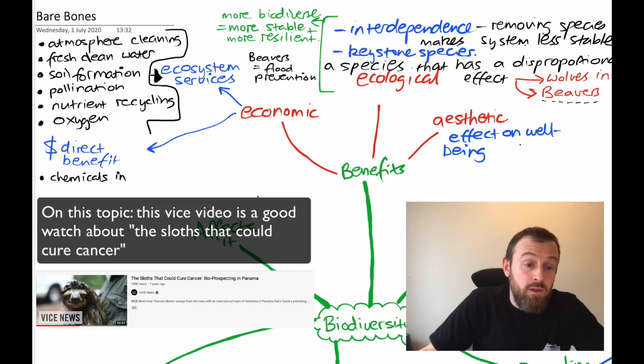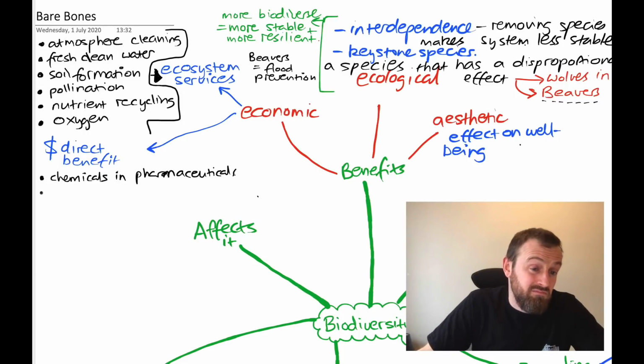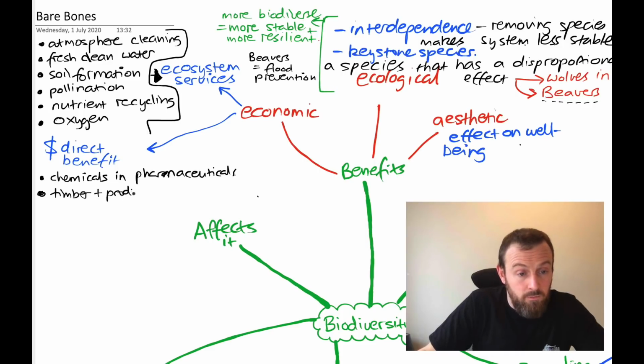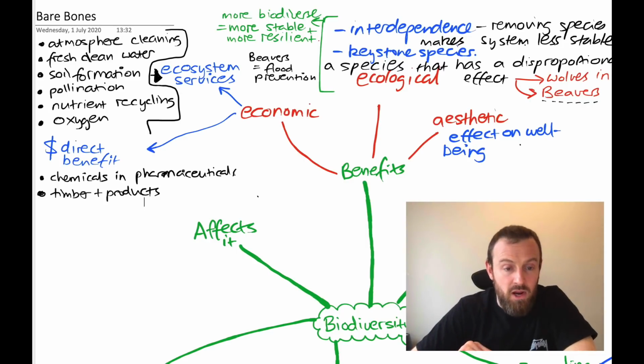Come from somewhere. They come from the ecosystem. Often the rainforest. Pharmaceuticals. Timber and forest products. Okay, these have a direct cash value. So those are some of the reasons to conserve biodiversity.